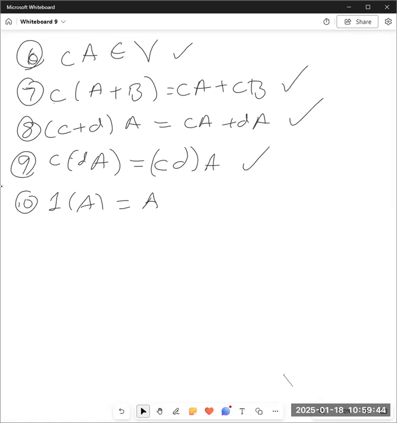That doesn't have anything to do with the identity matrix that I can multiply by and not change it. That just has to do with the constant 1 existing, and that I can multiply by the scalar 1 and not change anything. So yes, M4,6 is a vector space.